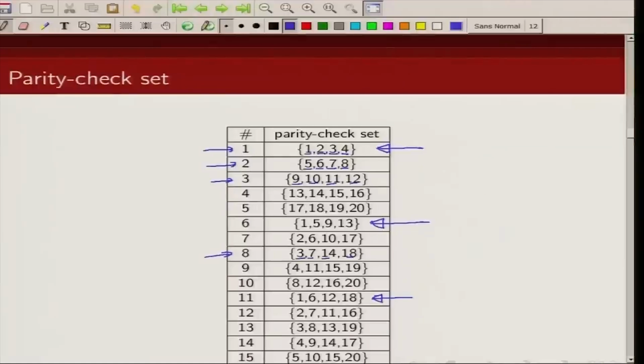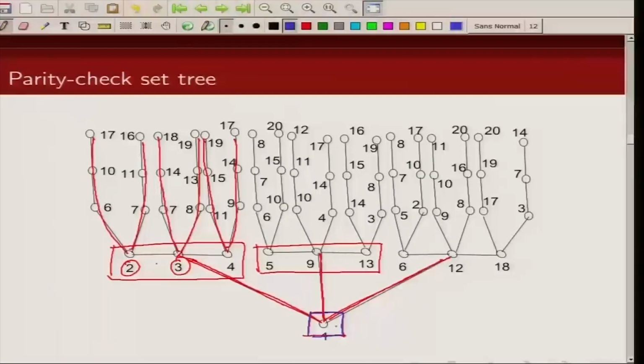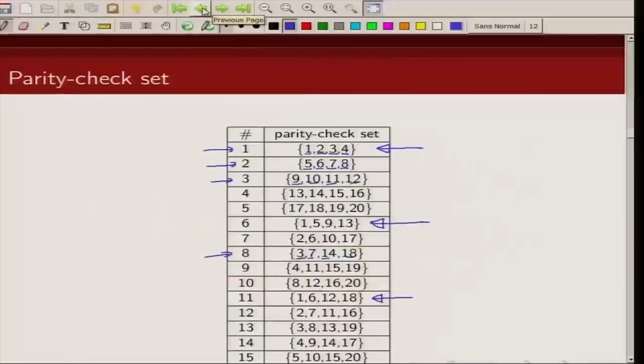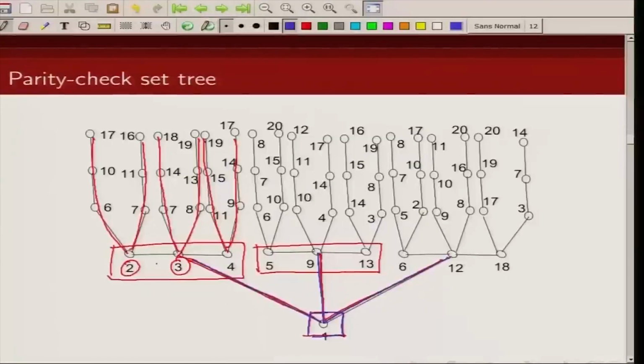So, we are going to draw 3 lines corresponding to each of these parity check sets. So, that is what we have done. This is one line, this is another line, this is another line. Next, we have written all the nodes that participate in the parity check set. If you look at this one, in addition to 1, the other bits are 2, 3 and 4. So, we are writing 2, 3 and 4.